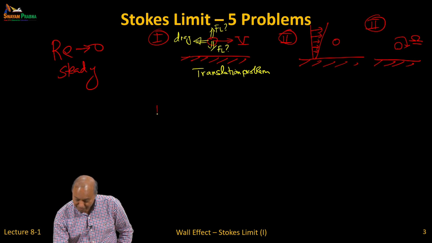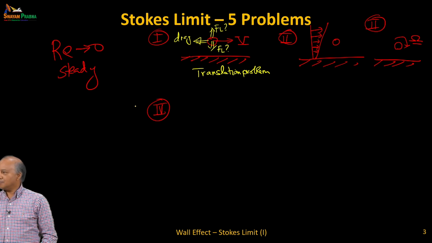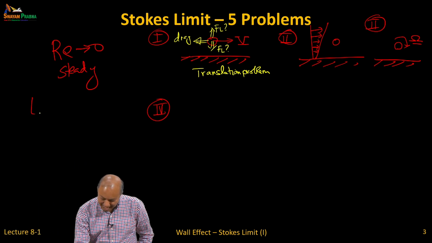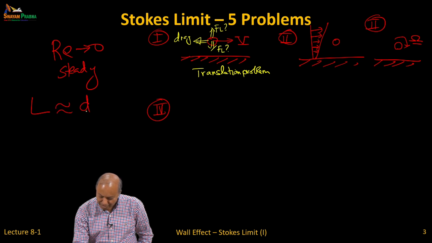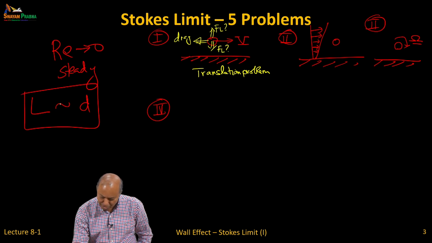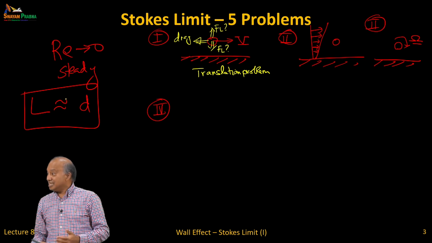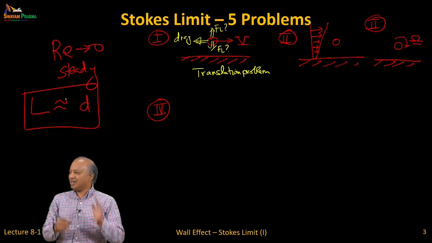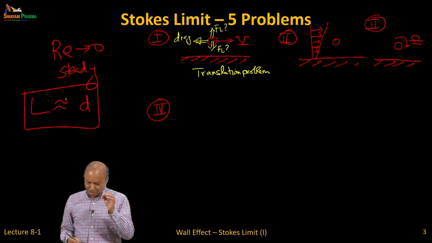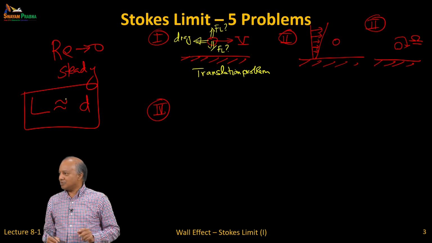Now this is not enough. In all the cases, these particles are near the wall. In other words, L, the distance, is of the order of, or roughly equal to, the diameter. The distance could be maybe 3 diameters. That's why I first said that if that distance is 20 diameters, forget all these things, forget the wall. Everything I'm talking about is a particle close to a wall, and the Reynolds number is small.